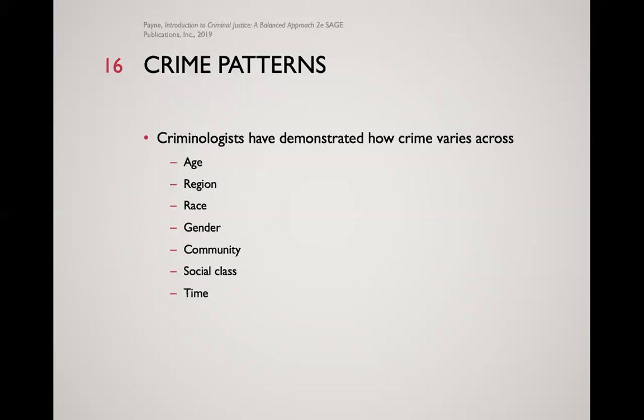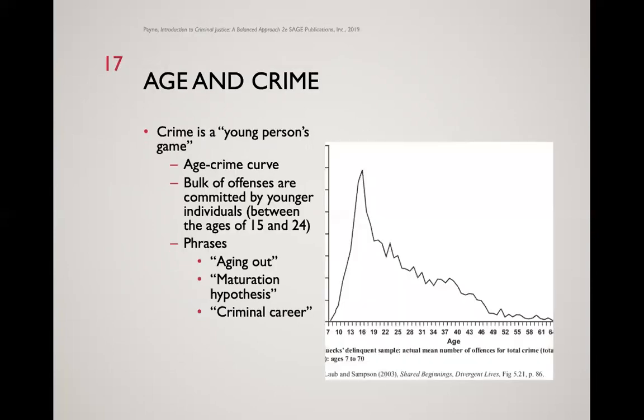Criminologists have demonstrated how crime varies across age, region, race, gender, community, social class, and time. That's what we're going to cover in the rest of this chapter and what I'm going to highlight here. So, age and crime. Crime is a young person's game. The age-crime curve, that's what this image is here. The bulk of offenses are committed by younger individuals between the ages of 15 and 24.